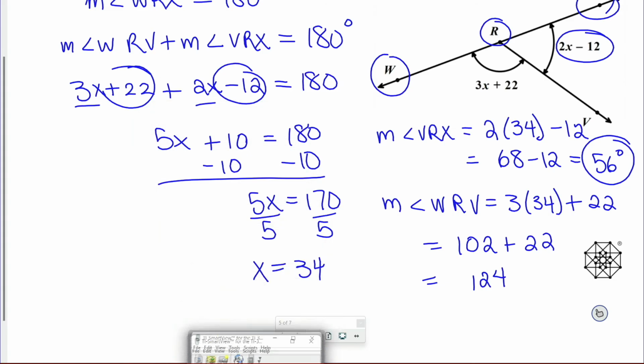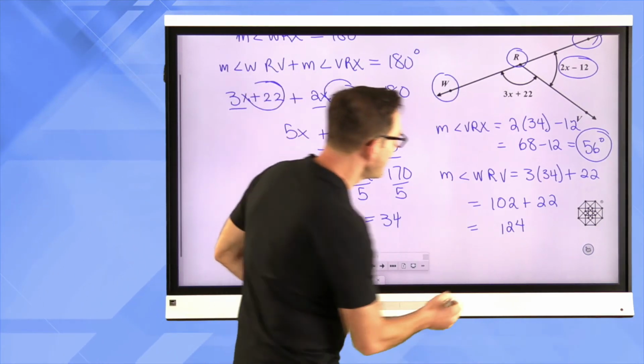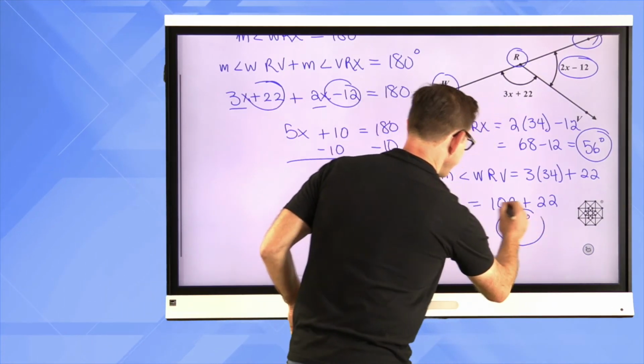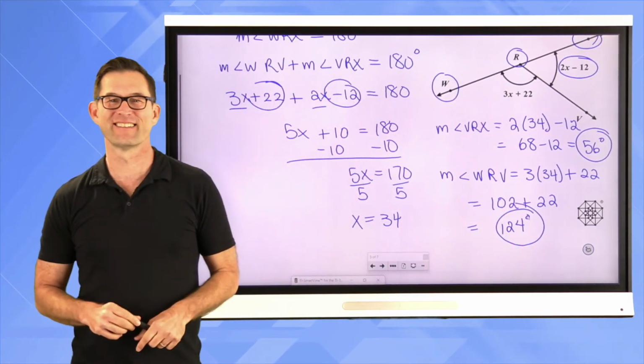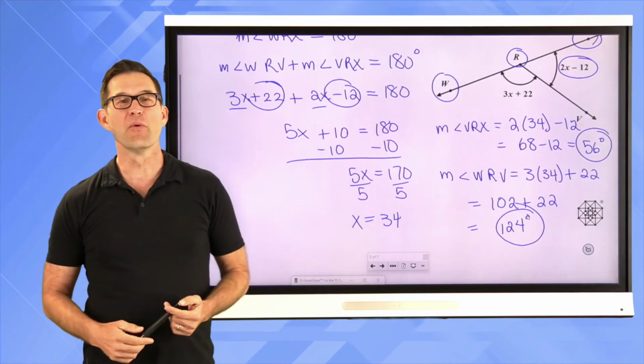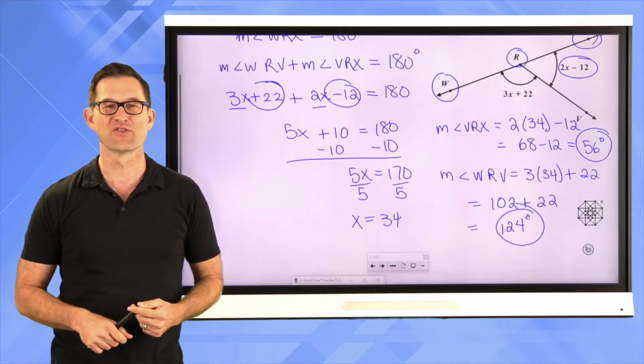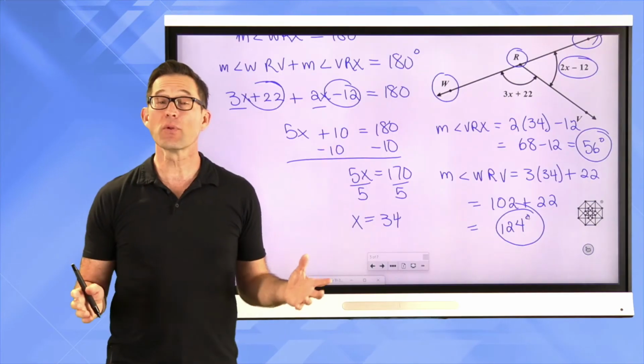124. Now I don't have to check it on the calculator. And let's put the degree symbol just to be correct. Whew, I can do the multiplication. I just can't do the addition, apparently. All right, so simple enough, right?